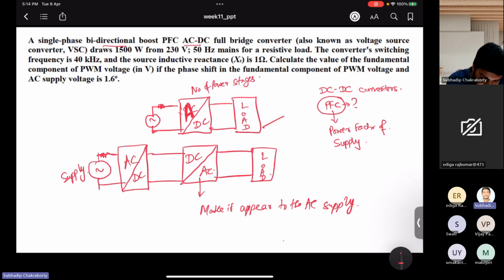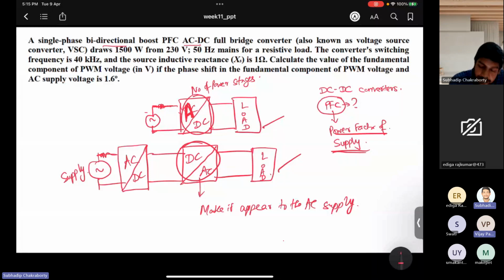Whether the load is of DC nature or AC nature, we should feed the power to the load from the supply as if it is apparent to the supply that the loads are of unity power factor nature. That will happen because of proper control of these converters, and you can feed the active power to the load at unity power factor. So unity power factor of the supply we are talking about. Supply means the AC side here, the grid or whatever the AC supply. So that power factor should be unity.